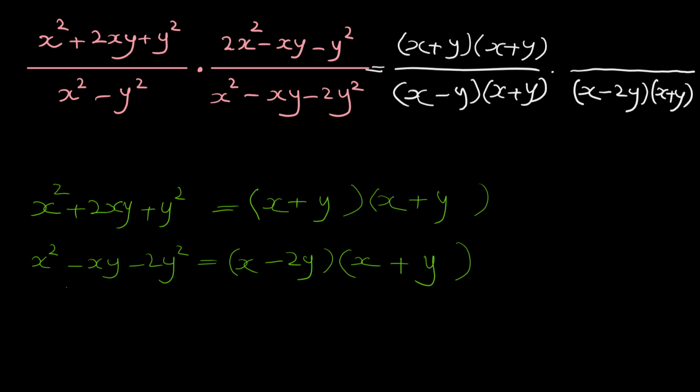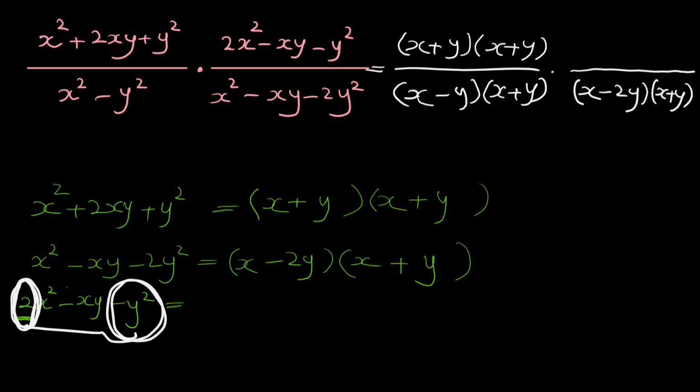Finally, for the numerator, what is the factored form of this? Here the story is a little harder because as you can see we have a leading coefficient other than 1. We have a 2 here. So if you remember from the previous example, when we have a leading coefficient other than 1, we multiply this number by whatever is here. So for factoring this, we multiply this 2 by this. 2 times negative y squared is negative 2y squared.